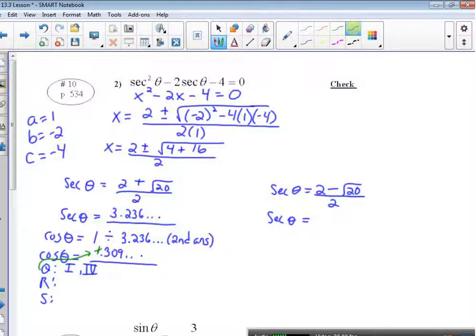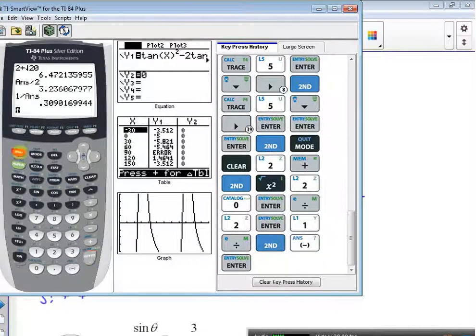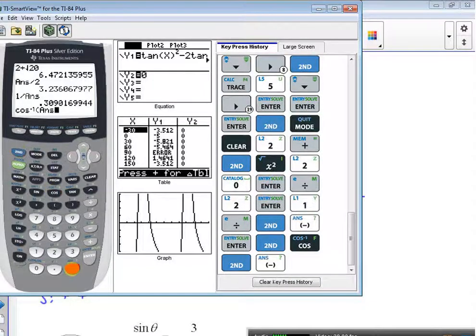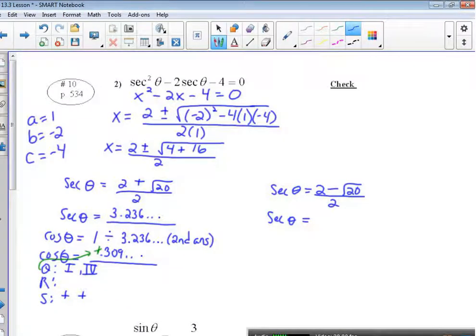Because this is positive. And now I'm going to get my reference angle, and they're both positive, so let's go back and get the reference angle. So I'm going to do second cos, second ans. My reference angle is exactly 72. Beautiful. That's why we don't want to do any rounding, or we wouldn't have gotten that. So now the answer for the measure of angle theta is 72 and 360 minus 72, or 288. So that's that side.